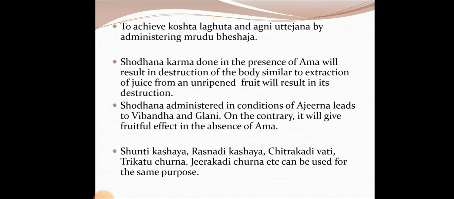To achieve Koshta Laghuta and Agni Uttejana by administering Mrudu Bheshaja, we do this Niramikarana. That is, the Koshta Laghuta must be there before doing this Vamana Karma. In initial classes, we have learned that Shodhana Karma done in the presence of Ama will result in destruction of the body. How? Similar to extraction of juice from an unripened fruit, which will result in its destruction. Like that, Shodhana Karma done in the presence of Ama will cause destruction of the body. Also, Shodhana administered in conditions of Ajirna will lead to Vibandha and Glani. On the contrary, it will give a fruitful effect in the absence of Ama.